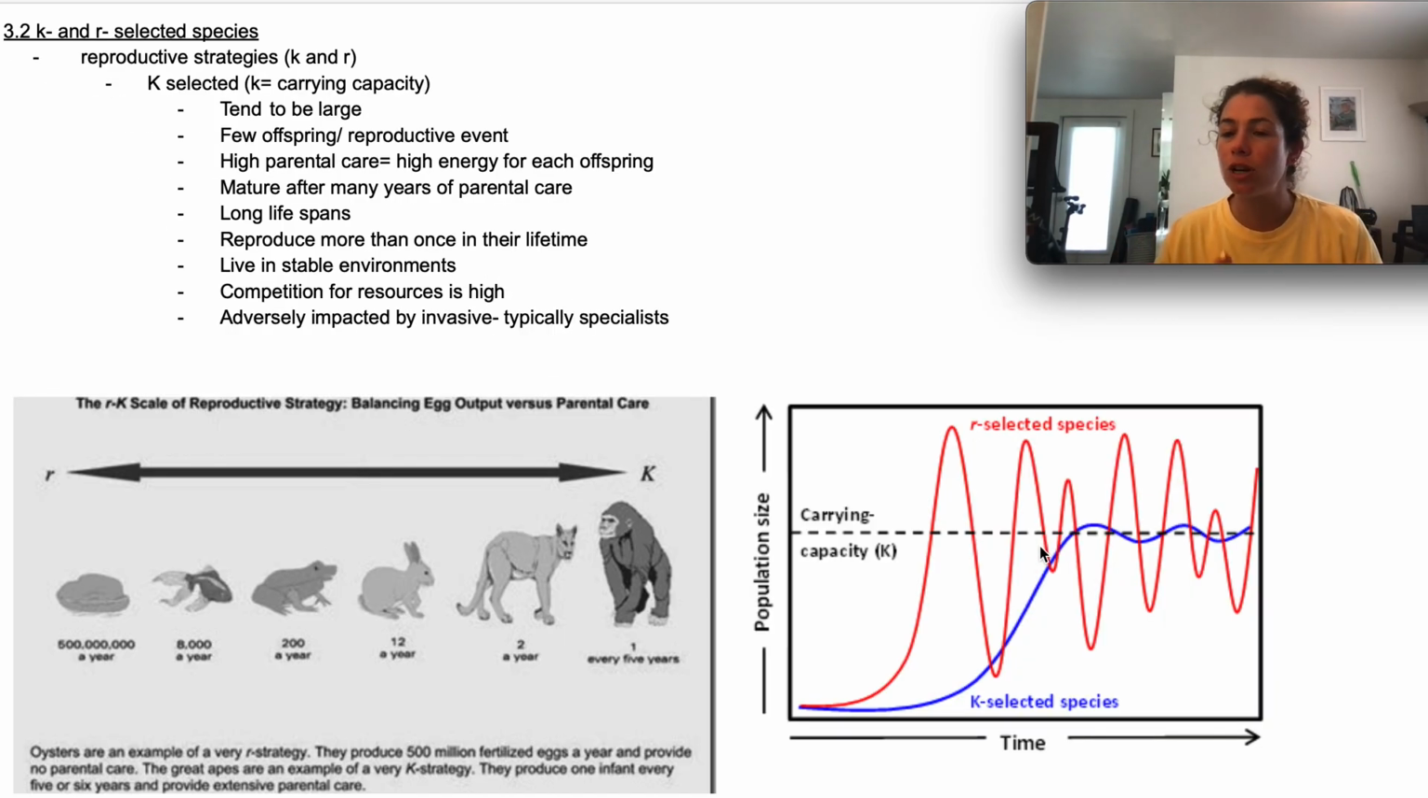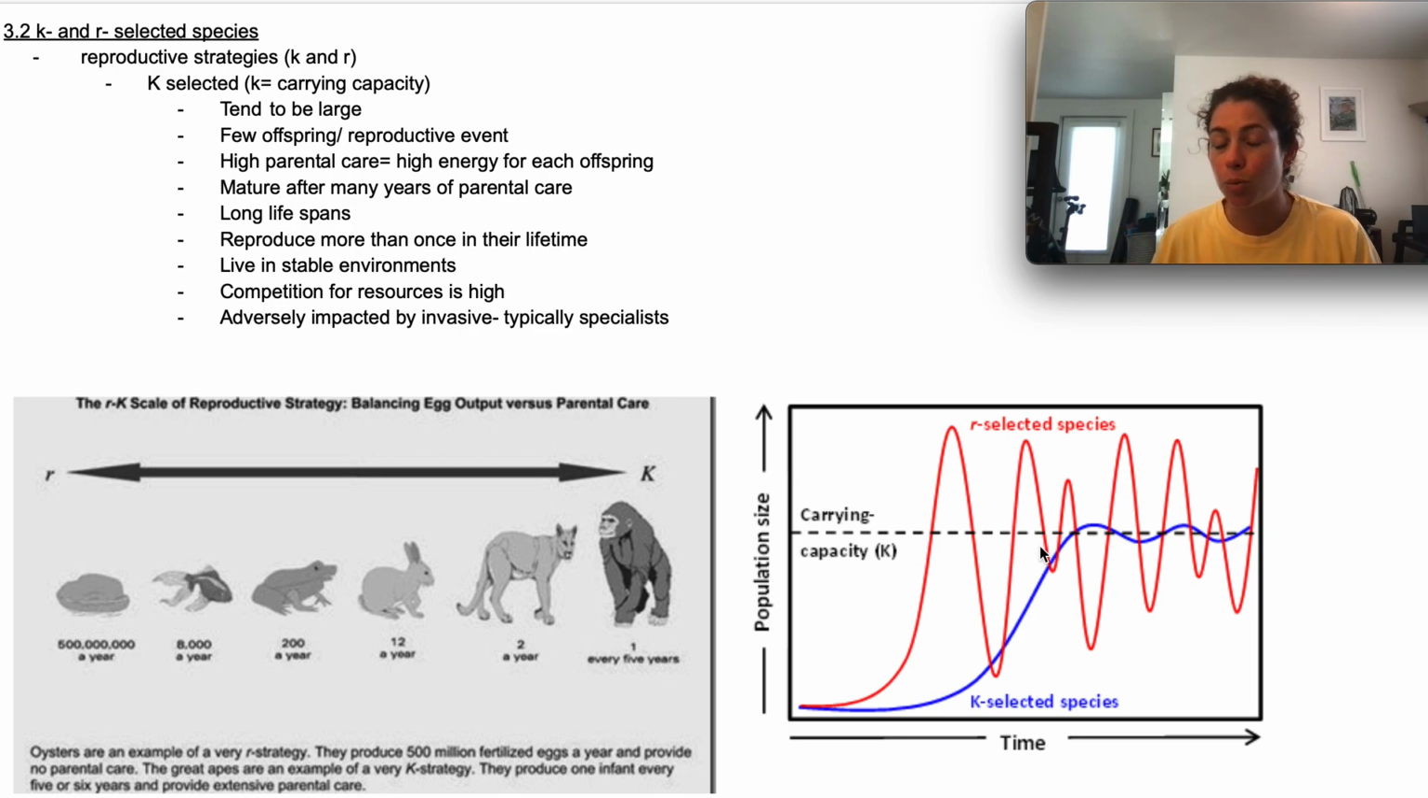Okay, so R and K selection is a description of reproductive strategies. When you think about specialists and generalists, we're talking about ways to gain resources, and K and R are reproductive strategies. So K selected are reproductive strategies that will keep you close to K, or carrying capacity. So if you are a population that is trying to stay towards your carrying capacity, you're going to end up being large in physical size. Think about a gorilla versus a snail.